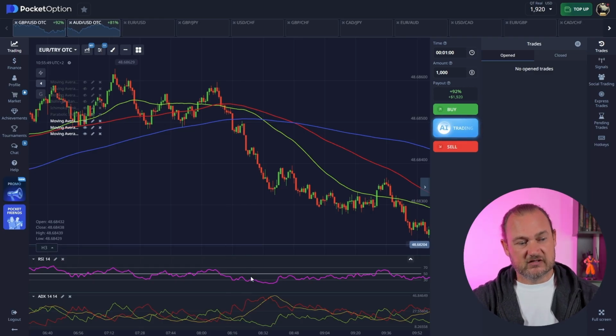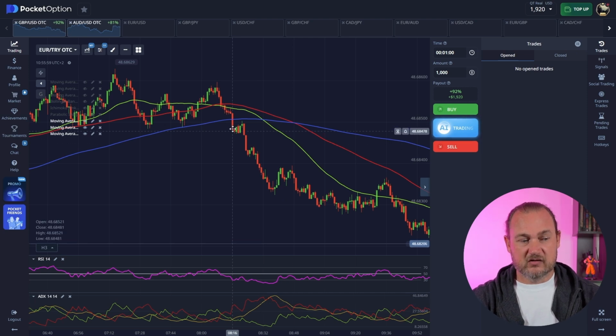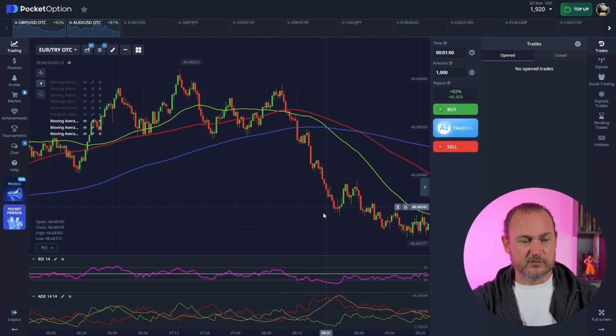So in a move like this, when the ADX starts climbing rapidly like this, I will definitely not be looking for any buy trades. I will not be going against the move. The only trades I'll be looking for are trades that go along with the move. So in this case, down. I'll be looking for sell trades only, while price was dropping like this and the ADX was rising like this.